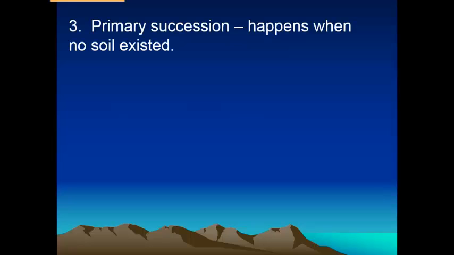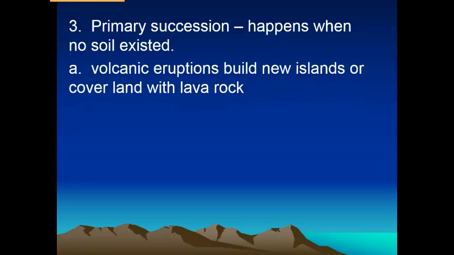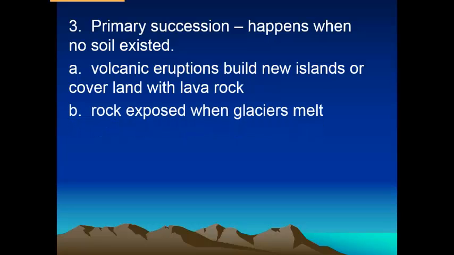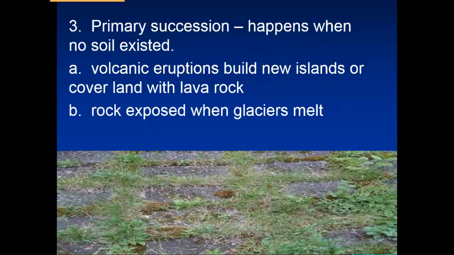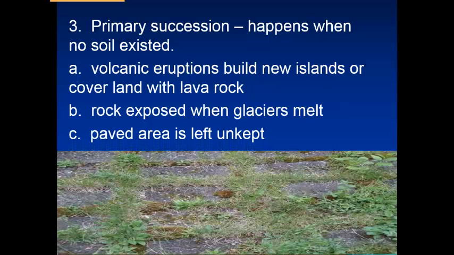Primary succession is the one we're going to mention first. This is where you have no soil existing. It could be from a volcanic eruption, and that sometimes has built new islands. We have all this rock cover, so we have to start from scratch with making soil and everything. It could be when glaciers melt, they leave exposed rock that doesn't have anything growing on it yet because it was just recently exposed. And then humans do this as well. Like right now, this was a big paved area. There was no soil. I mean, the soil was underneath the cement.